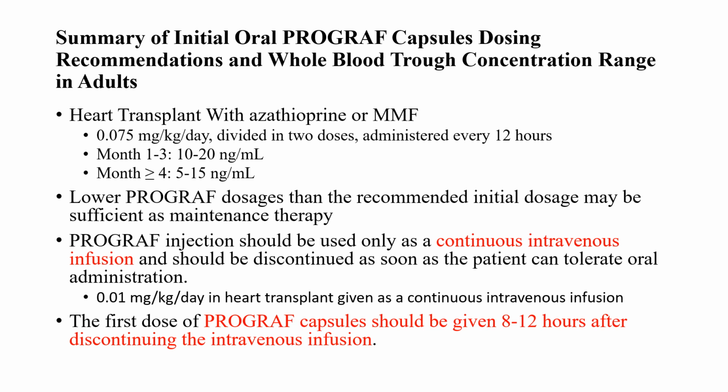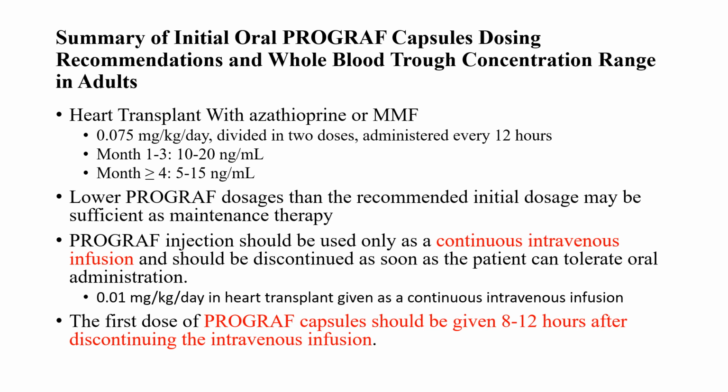So in adults, the dose is 0.075 mg per kg divided in 2 doses given 12 hours apart, usually along with azathioprine or MMF. And in the first 3 months, we aim for 10 to 20 nanogram per ml, and in more than 4 months, we aim at 5 to 15 nanogram per ml of tacrolimus level. So it is administered along with azathioprine or mycophenolate mofetil. Usually for maintenance therapy, that is the initial dose.